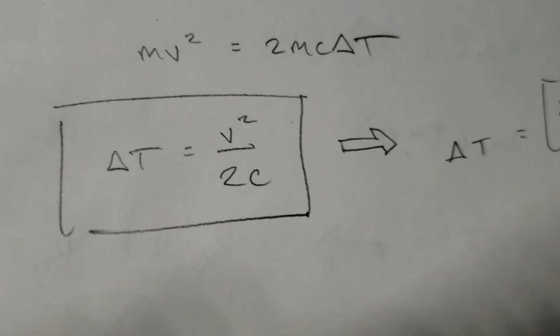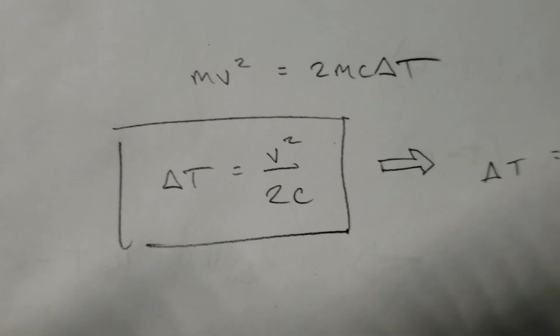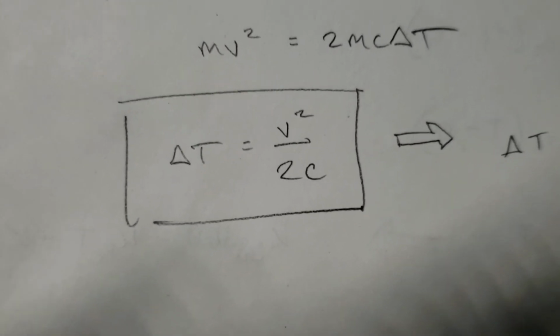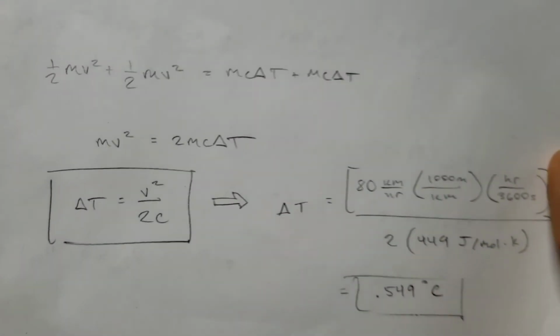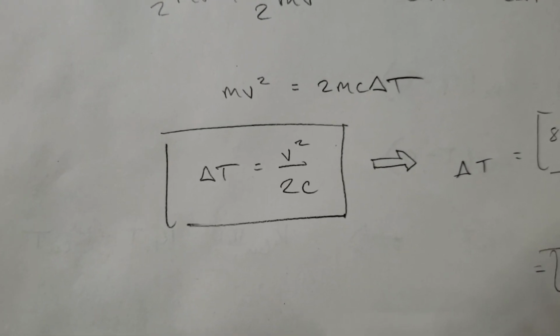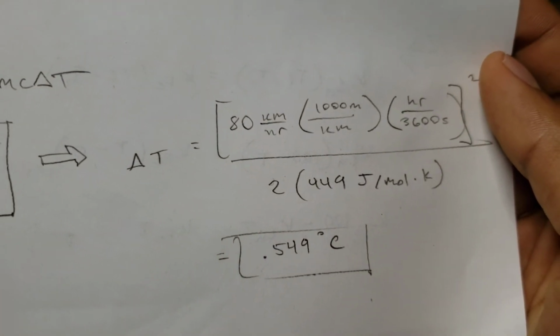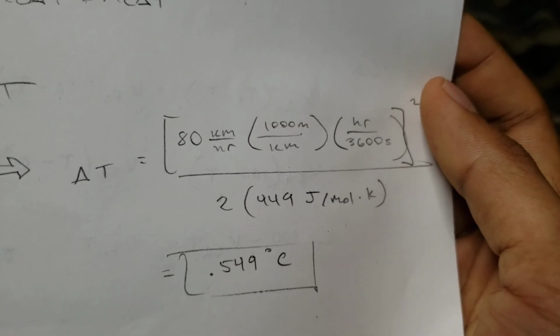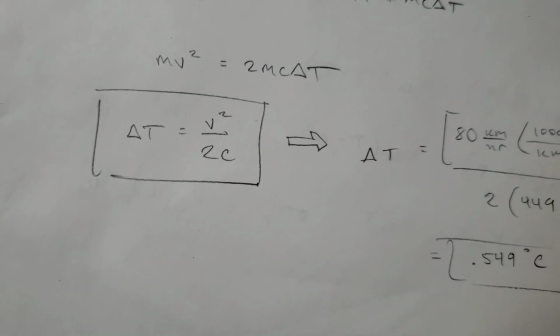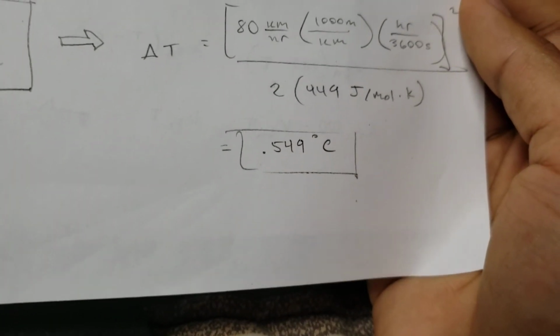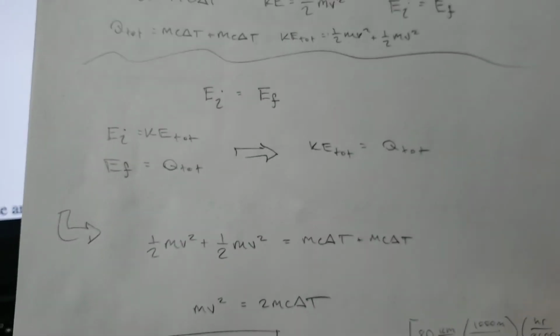We know it's an answer because it has what we want, delta T, written in terms of only known quantities. So we know velocity, it's given in the problem as 80 kilometers an hour. And we know c. The problem mentions that we can assume the car's specific heat is that of iron. So the c for iron is 449 joules per kilogram Kelvin. So this is the answer in abstract form, and then going in and plugging in all the known values. The top just looks so complicated because there's a unit conversion from kilometers an hour into SI units, and then we put that over 2 times the constant for iron, and that should get you about 0.549 degrees Celsius.